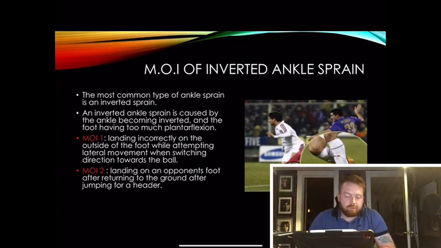The mechanism of injury number 2 is landing on an opponent's foot after returning to the ground after jumping for a header. So this happens a lot in basketball too. When you go out for a rebound, you come down and land on someone's foot. I've personally broken my ankle doing that, and had many grade 2 tears playing basketball, landing on somebody else's foot.